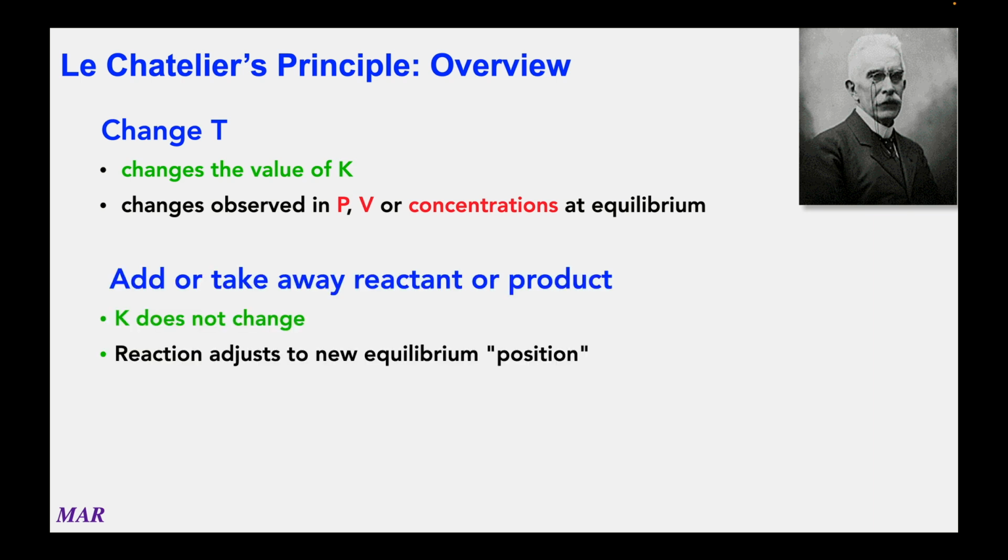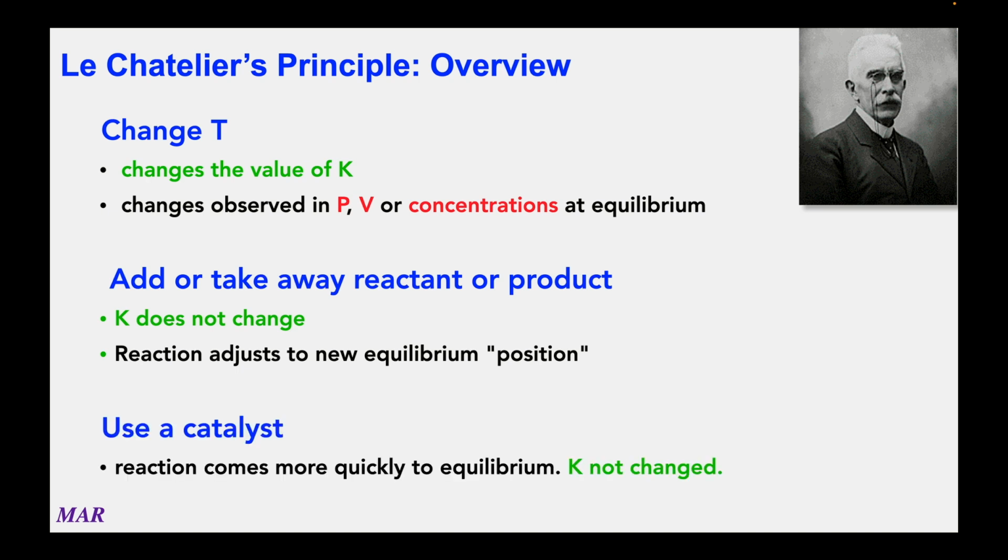Now, if you add or take away a reactant or product, you don't change the value of K. You'll adjust the positions of them, but you won't actually change the number. And remember, the important part here is that adding something, it moves the reaction to the opposite side. But if you take away something, the equilibrium shifts to the side that you took it away from. And that's basically knocks that out.